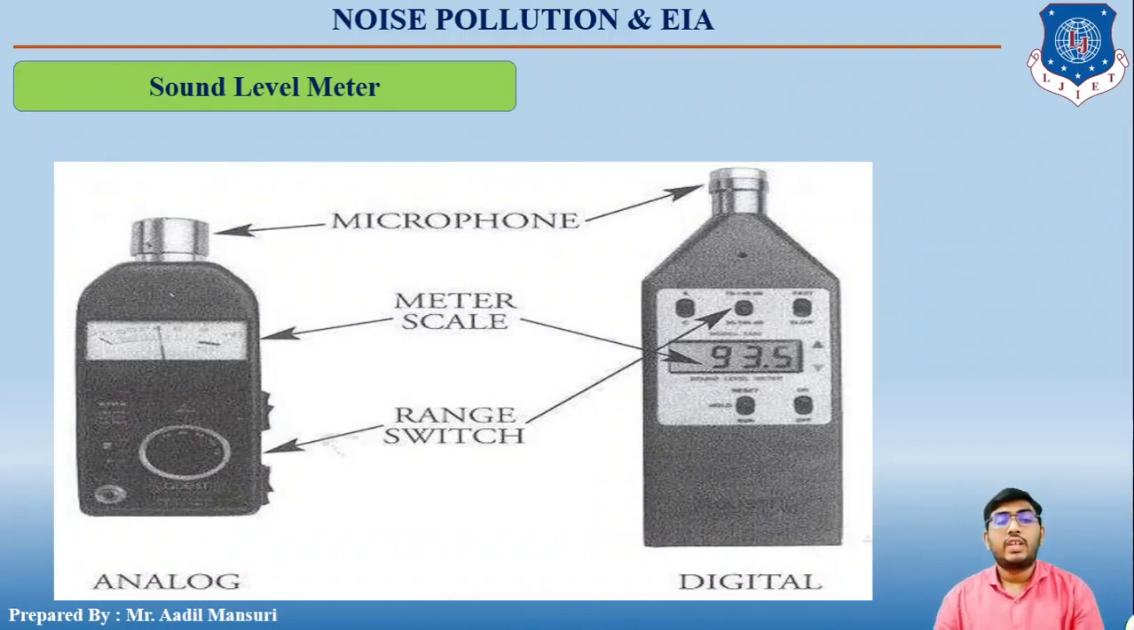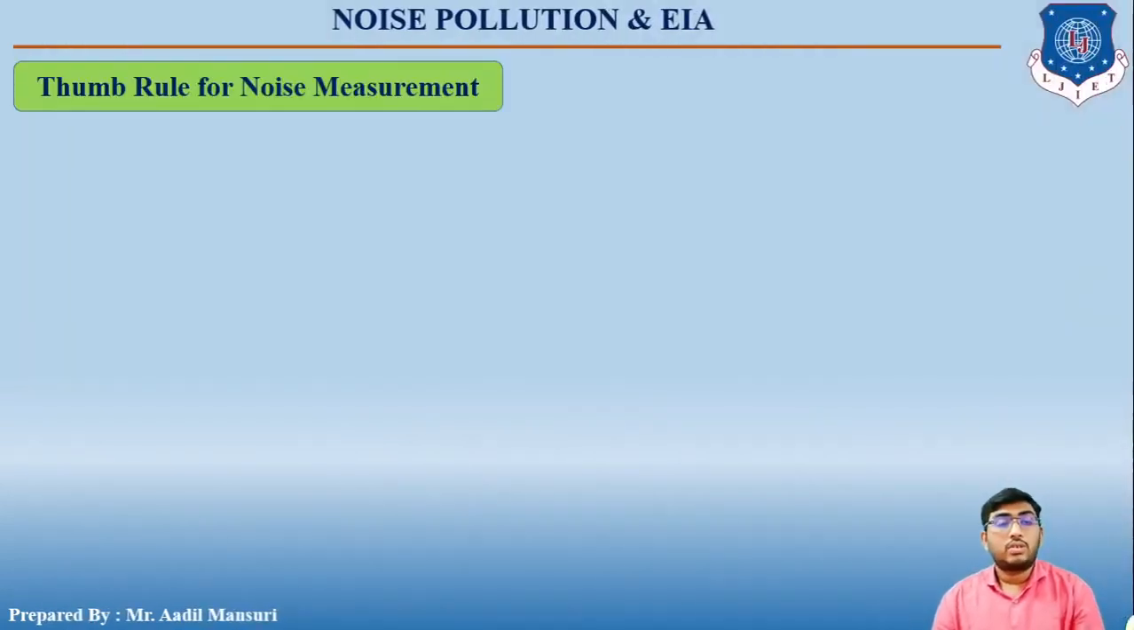Internationally accepted, three weighting scales are adopted: A, B, and C. A is for human response to low intensity sound, B for medium intensity sound, and C for human response to high intensity sound. So that's about it. Next is the thumb rule for noise measurement.